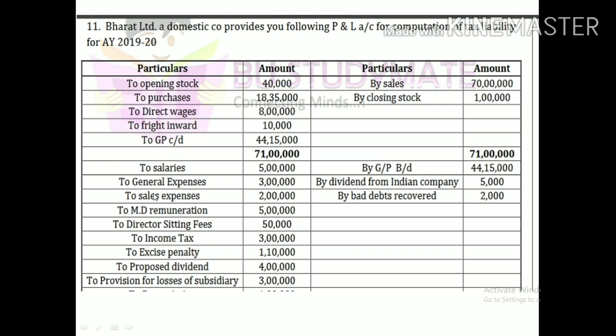Then general expenses. The given amount is 3 lakhs. Here in the problem, if they give general expenses, other expenses, miscellaneous expenses, or sundry expenses, please observe the adjustment. If the adjustment is there, it should be treated according to the adjustment. If there is no adjustment, it should be considered as allowable expenses. In this problem we will see if any adjustment is given against general expenses, and we should treat it according to that adjustment.